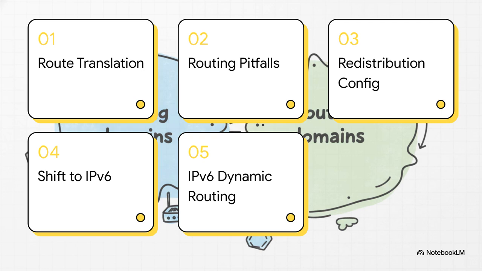Here's our roadmap for today. We'll be looking at translating between routing domains, avoiding common routing pitfalls, configuring route redistribution, the massive shift to IPv6, and finally, dynamic routing in IPv6.